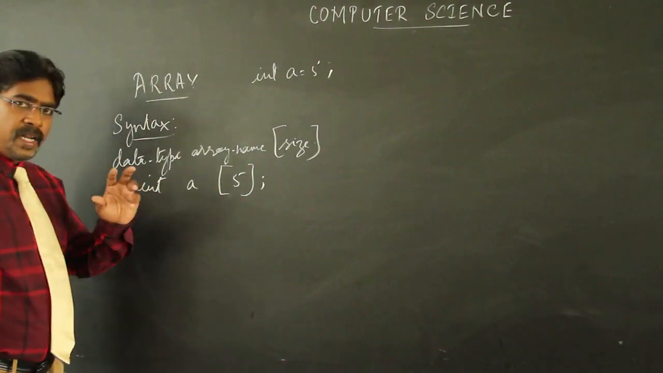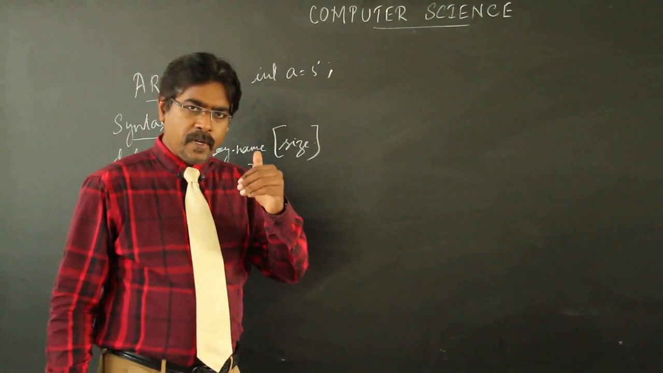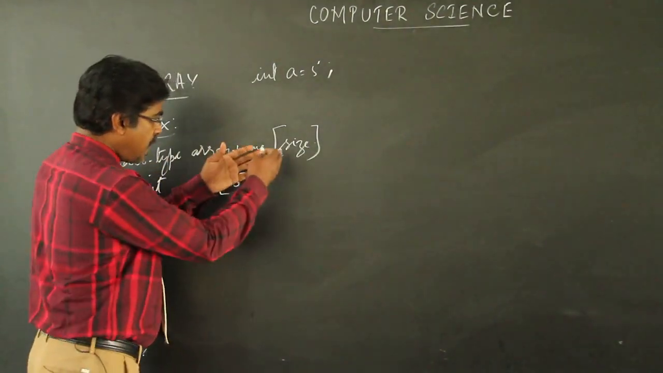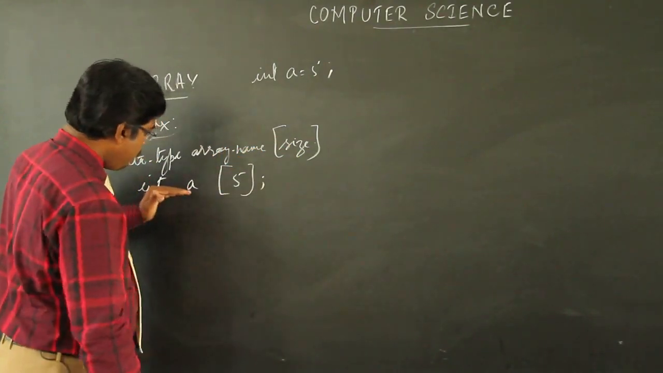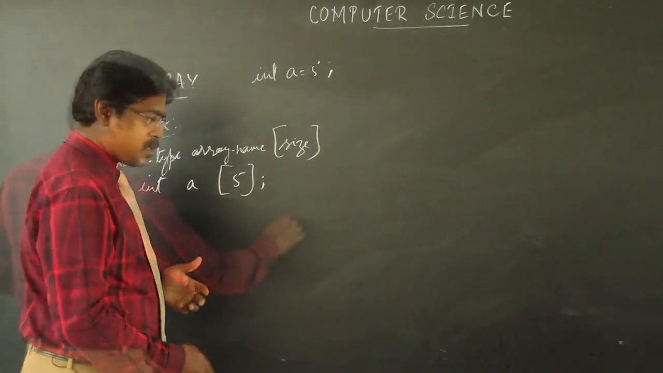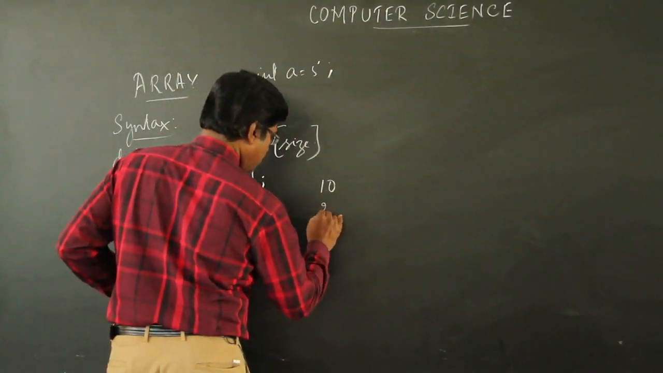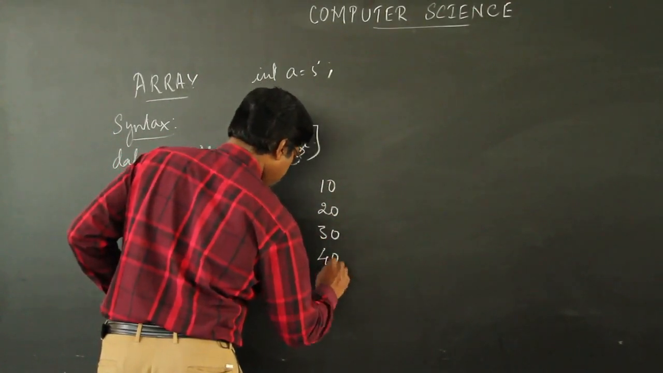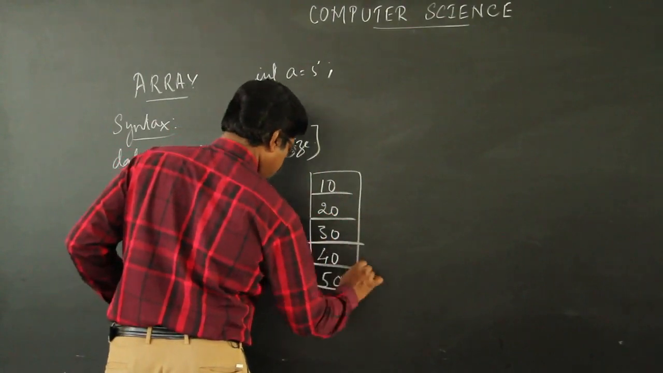That is, when I said the definition group of elements, that means the array contains a group of elements, and here the group size is 5. So size denotes the number of elements an array can have. Here I would like to take a few elements. The elements will be 10, 20, 30, 40 and 50. You can take any other elements also according to your need.